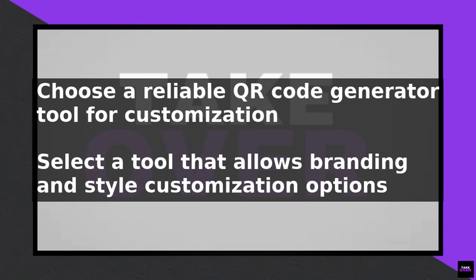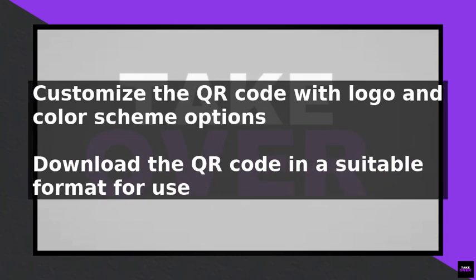After customizing the QR code, download it in a suitable format, such as PNG or JPEG. Ensure the file size is suitable for printing or digital use, depending on your intended application.